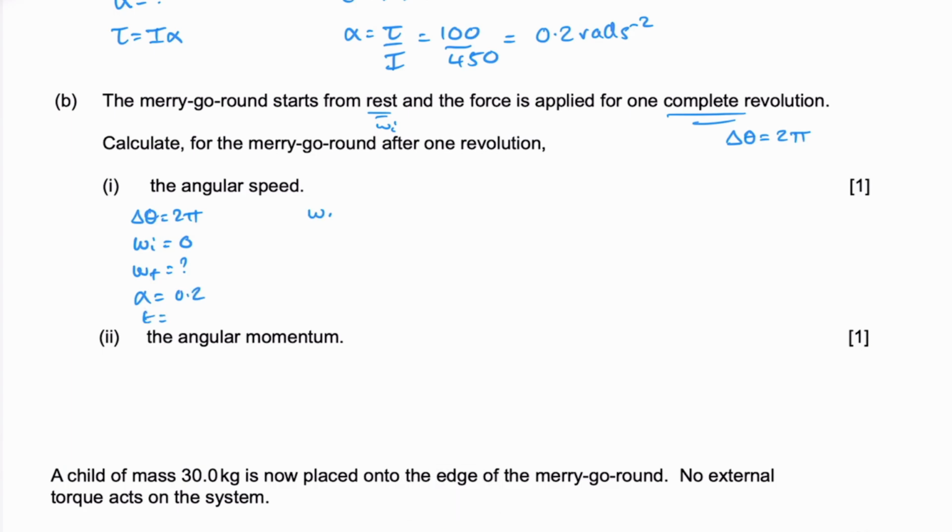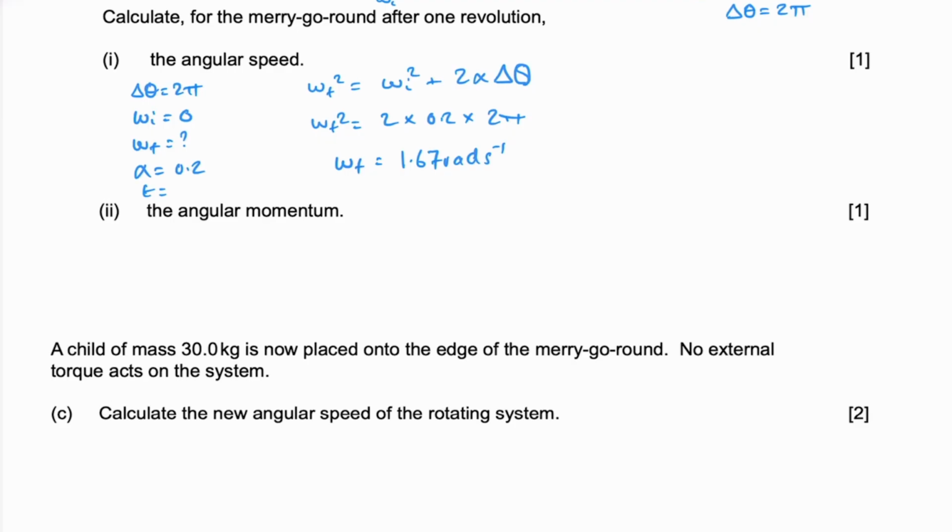We're going to use this equation here from our data booklets. Omega f squared equals 2 times 0.2 times 2 pi, which means that omega f equals the square root of all that, which gives us a value of 1.67 radians per second.